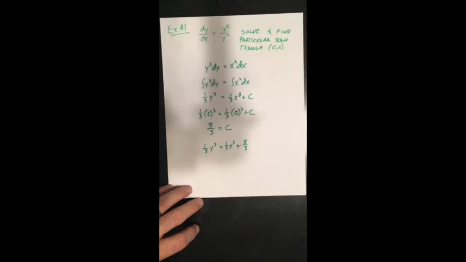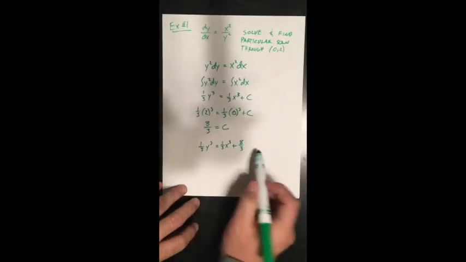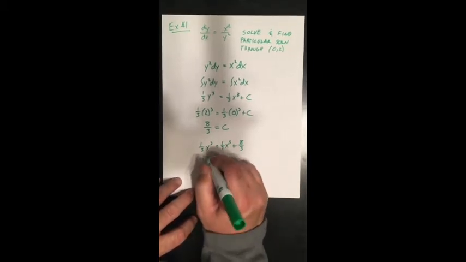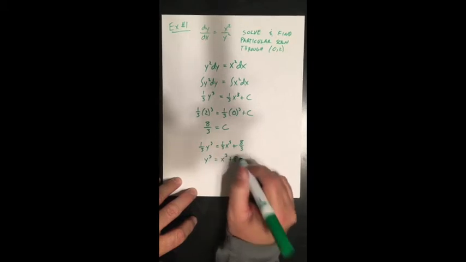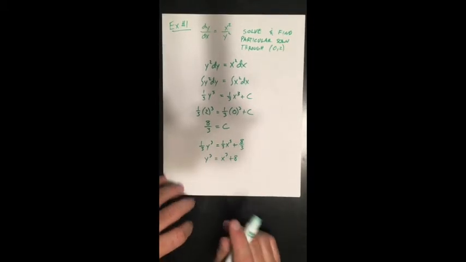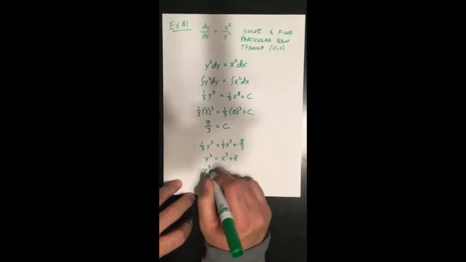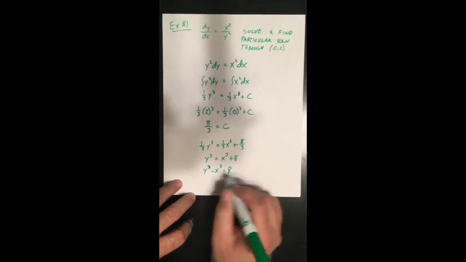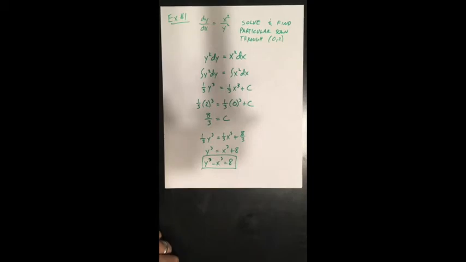But I think one really easy simplification we could do is just multiply everything in the entire equation by 3. And that would give us y cubed equals x cubed plus 8. And then you may want both variables on one side, so maybe you'd say y cubed minus x cubed equals 8. That seems like a fairly satisfying way to write that, and that would be our solution.